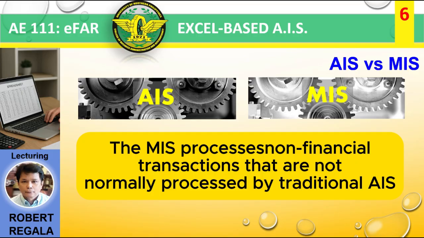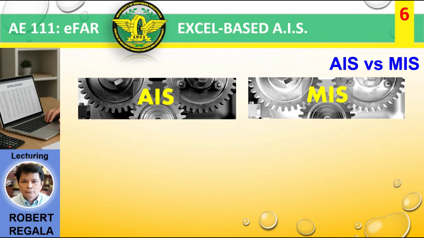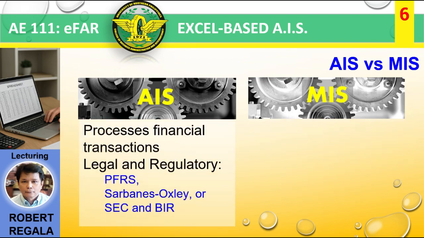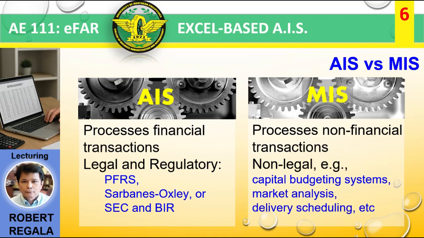The MIS processes non-financial transactions that are not normally processed by traditional AIS. These transactions include, but are not limited to, capital budgeting systems, market analysis, delivery scheduling, job skill tracking, etc. Why is it important to distinguish between AIS and MIS?